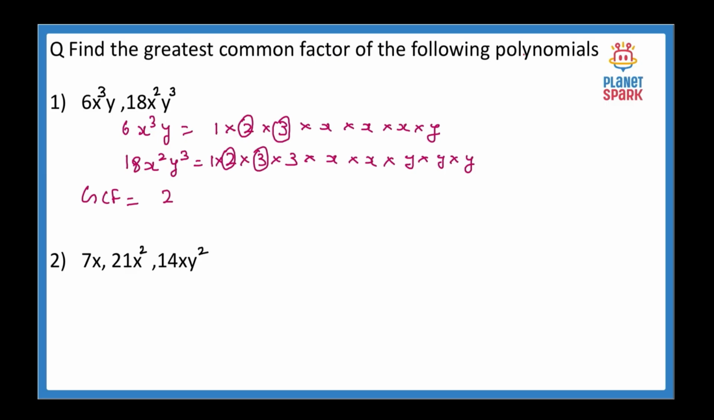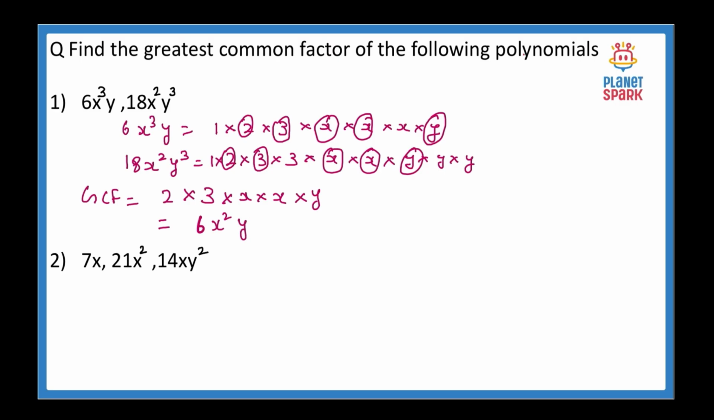Similarly, 3 is also coming one time, so 3 would be a common factor. Now out of x³, I have x into x² as common, and we also have y as common. So the greatest common factor in this case will become 2 into 3 into x² into y, that is 6x²y. Now I'll give you a simple trick to find it. You will find the greatest common factor of your numerical terms the way you have been finding it.